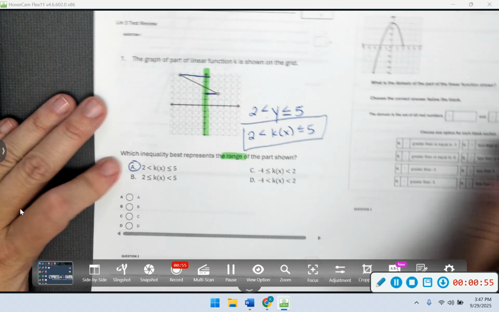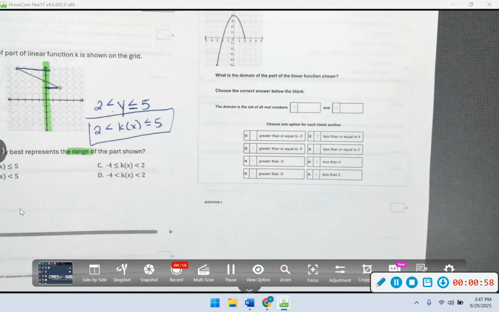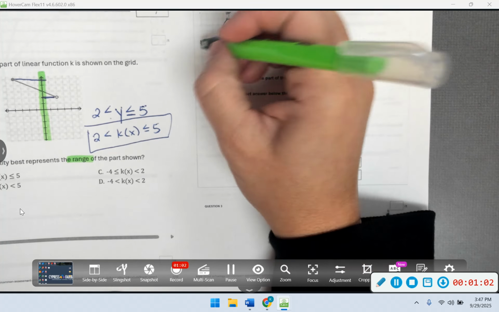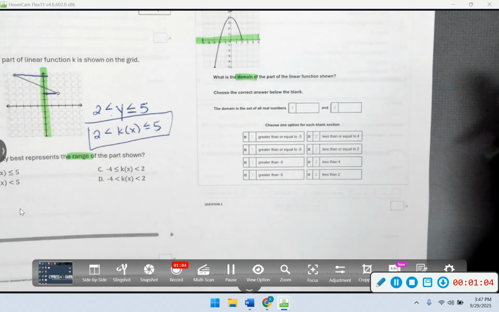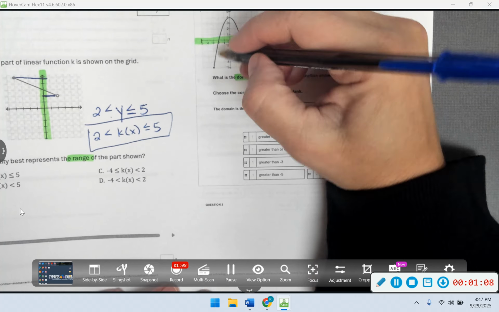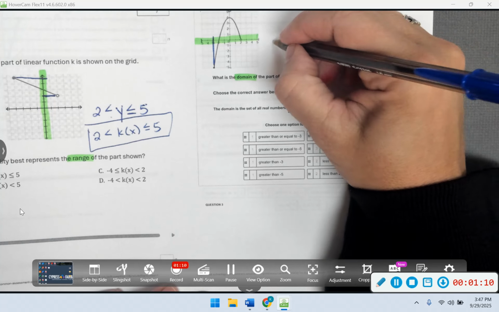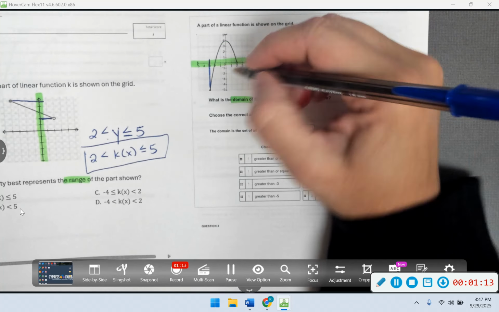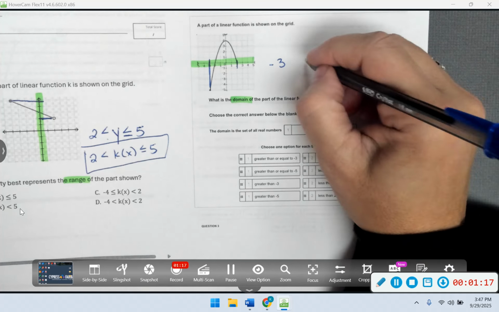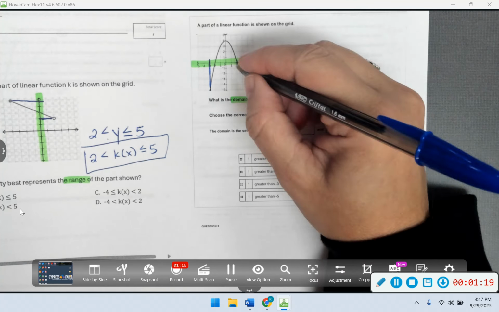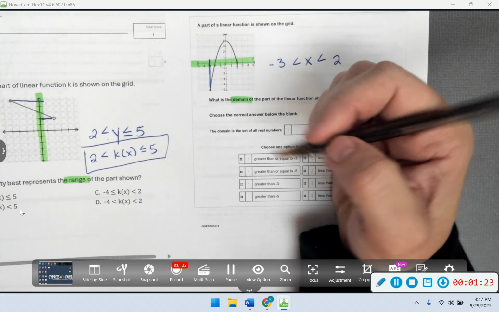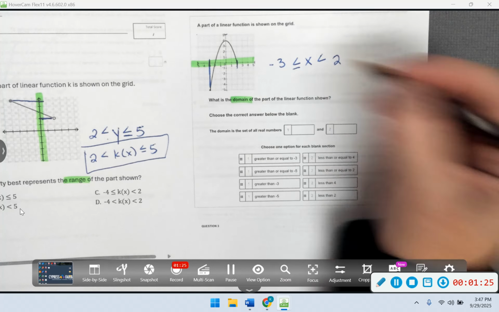Question 2. So domain is the x's. So I'm going to highlight the x-axis. So when you do domain, robot dealer, you go left and then right. So furthest left is -3. Furthest right is 2. Again, domain is your x's. There's an open circle at 2, so no line on the sign. No open circle at -3, so a line on the sign.